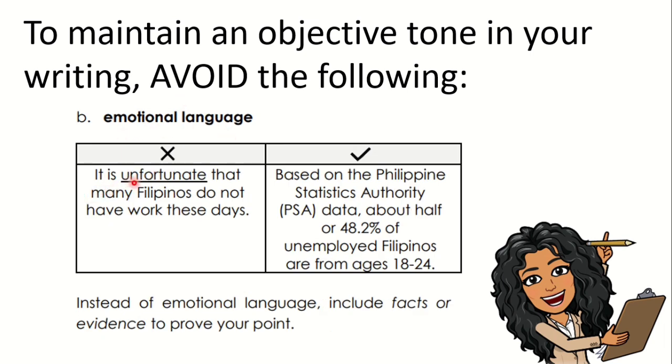Avoid the use of emotional language. We do not say, it is unfortunate that many Filipinos do not have work these days. We say, based on the Philippine Statistics Authority or PSA data, about half or 48.2% of unemployed Filipinos are from ages 18 to 24. Okay? So instead of emotional language, we include facts or evidence to prove your point. Okay? So in your essay, you may do research for facts or evidence.